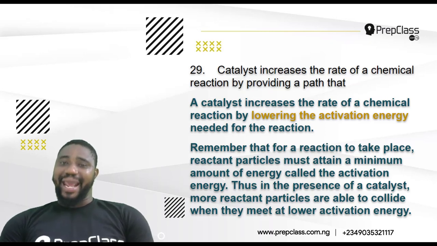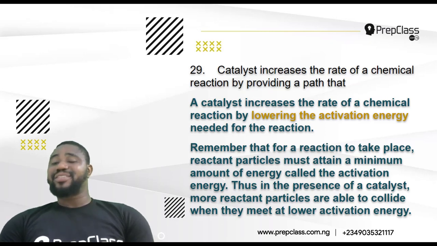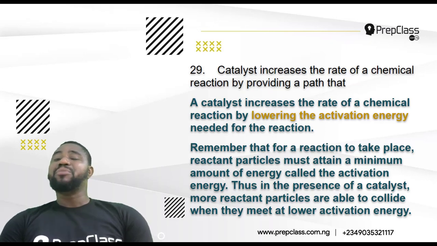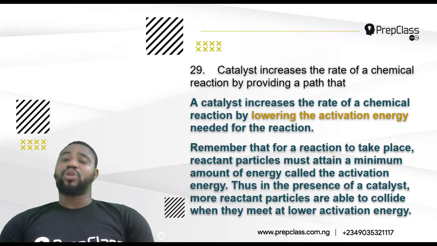And as they collide, before a reaction can even occur during collision, those reactant particles must attain a minimum amount of energy, which we call the activation energy. So as they are colliding, energy is increasing to a certain amount. Are you following? So the minimum amount of energy that is needed for these reactant particles to convert to a product is known as what? Activation energy. But the point is that when we introduce a catalyst, it makes that reaction faster.